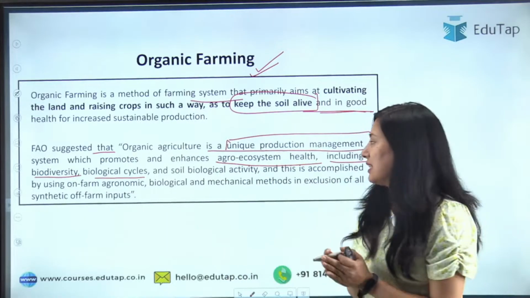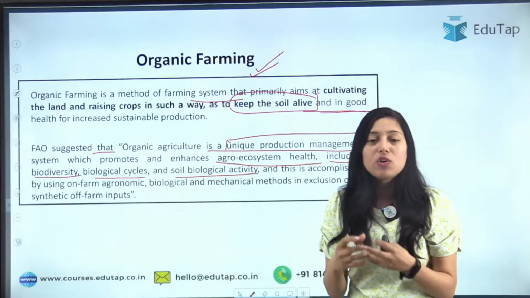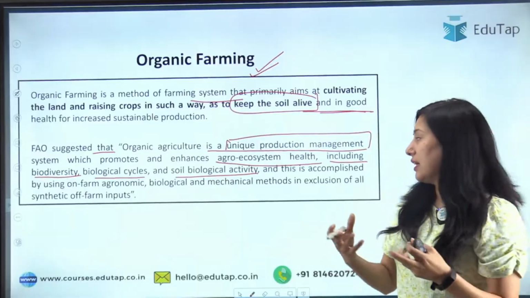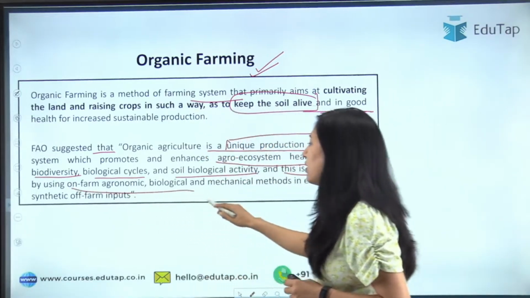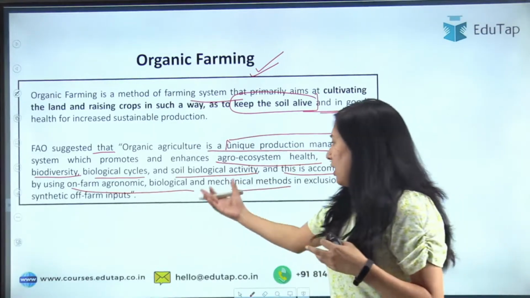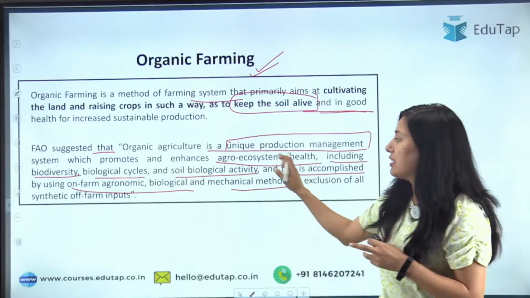We have to maintain these cycles, as well as soil biological activities, meaning all the organisms that are present in the soil are alive and in good condition. And this is accomplished by using on-farm agronomic, biological and mechanical methods. So different agronomic, biological and mechanical on-farm methods can be implemented for achieving these things.